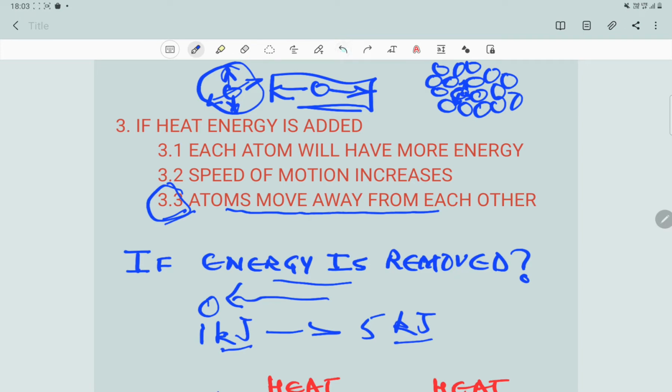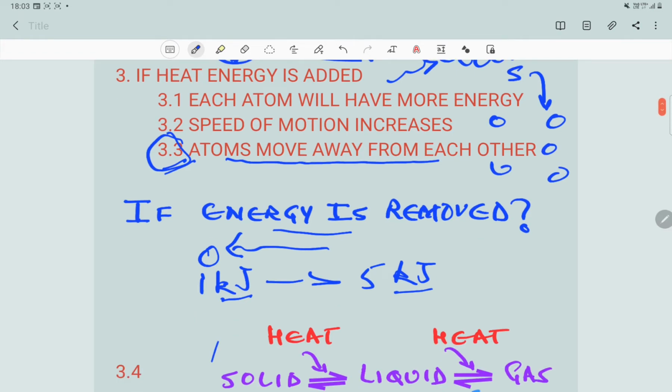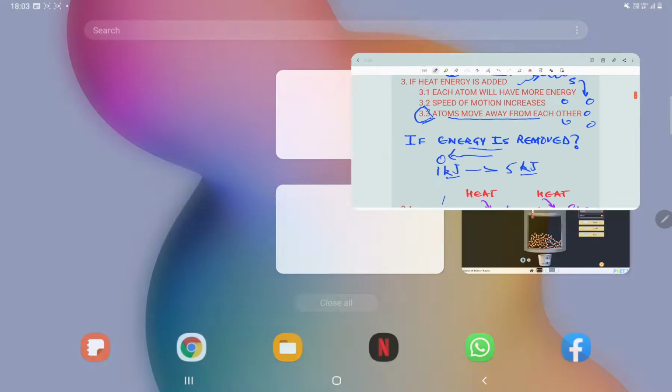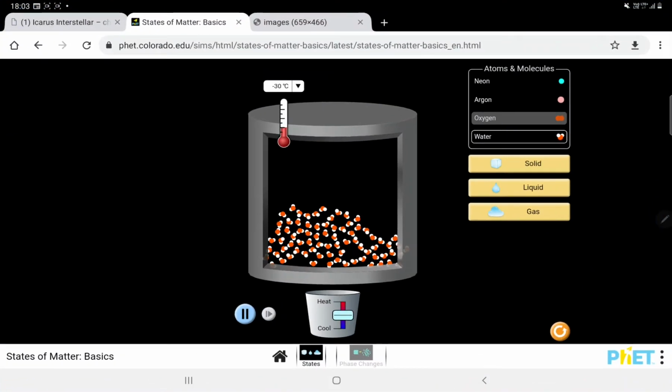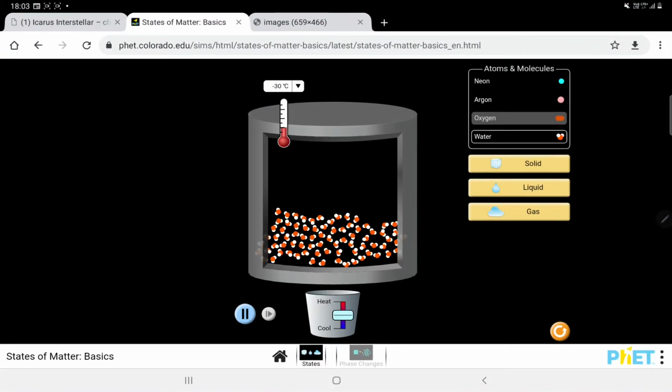So now let us see what happens when we add heat energy. The third point is, if we add heat energy to it, these atoms in the solids will move away from each other. And when they move away from each other, what should happen, right? This is something that we will see. And let us go back to our own very enjoyable simulator. I mean, I enjoy it, but I don't know whether you do.